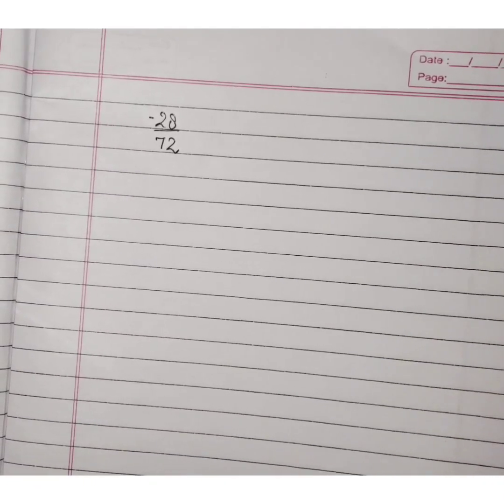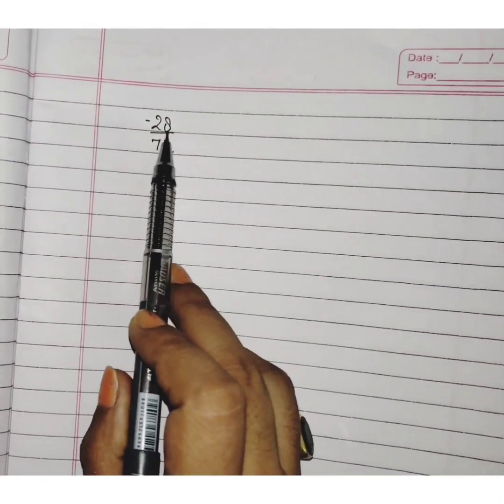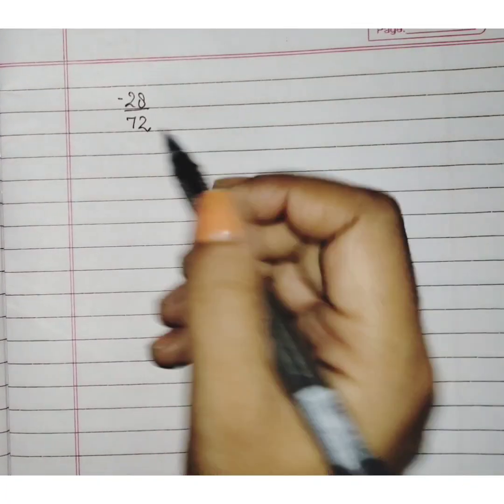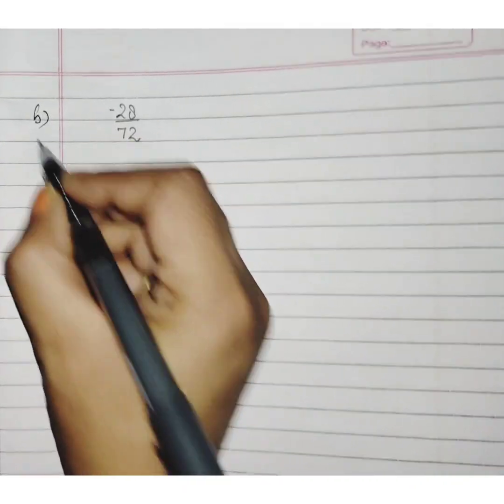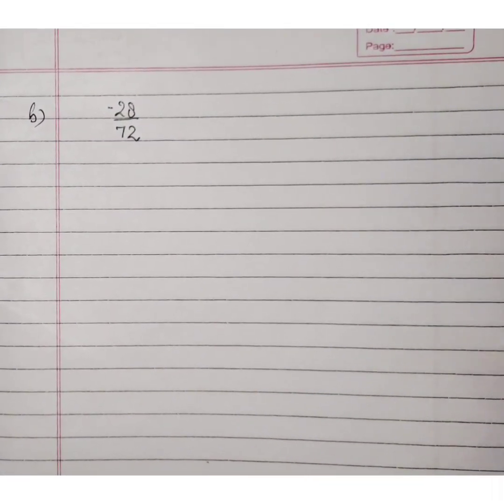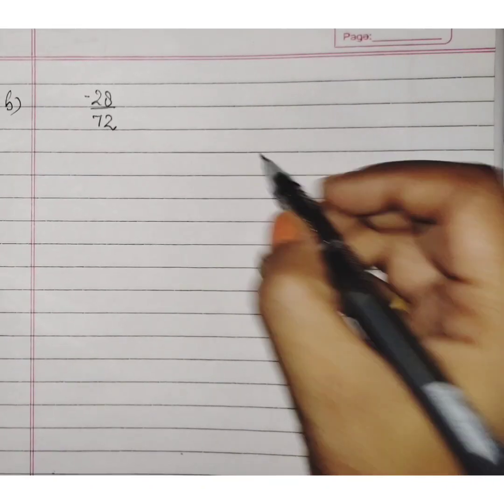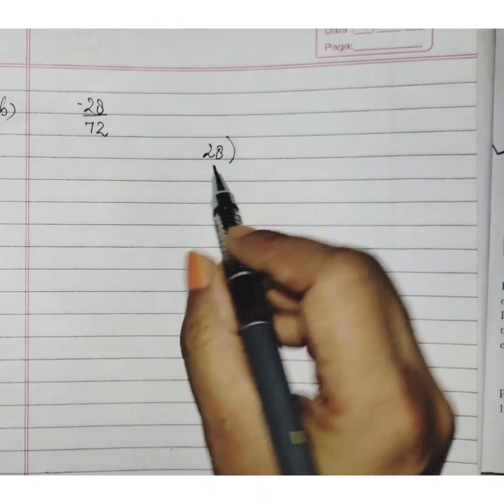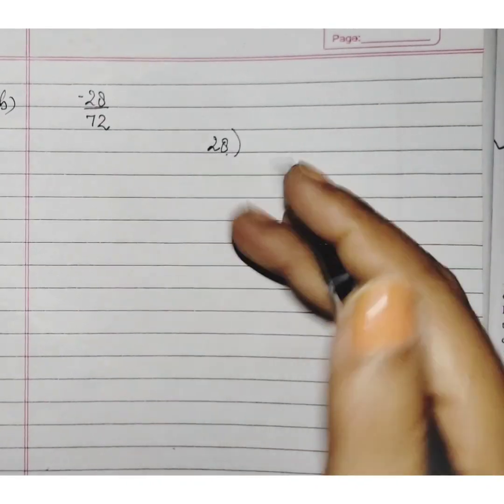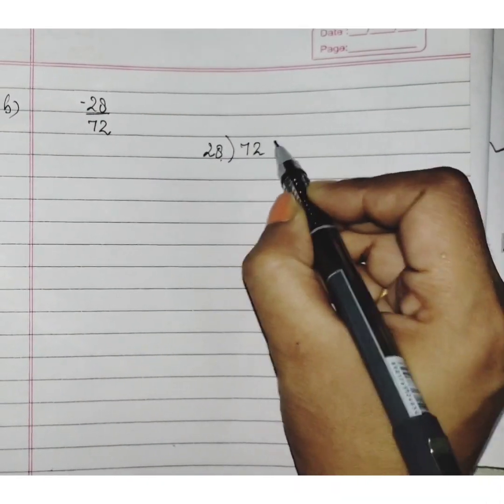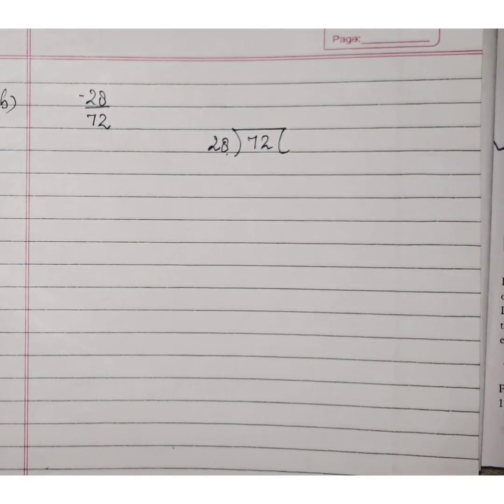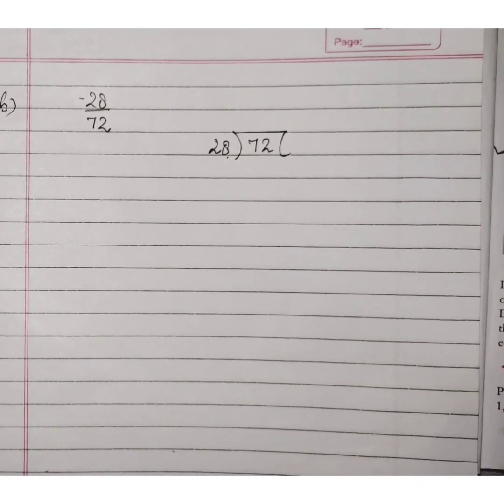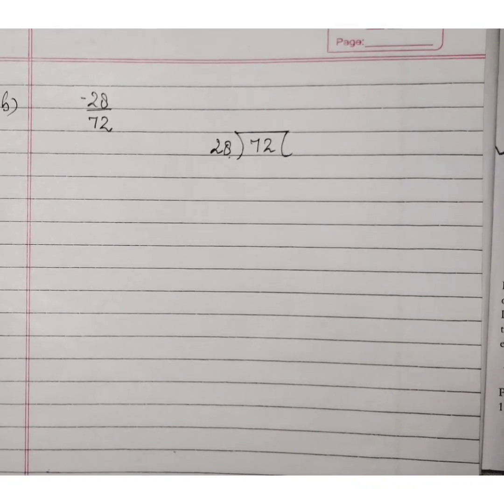sign of denominator into positive, but here the sign of denominator is already in positive. So no need of doing first step. Let's come to the second step. Calculate the HCF. Now the smaller number is 28. Write it as a divisor and 72 as a dividend. Now read the table of 28. How many times we can read so that we can get less than 72.